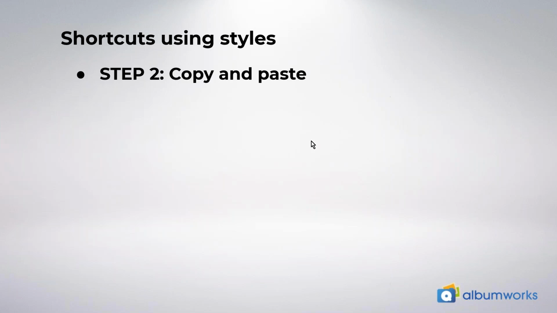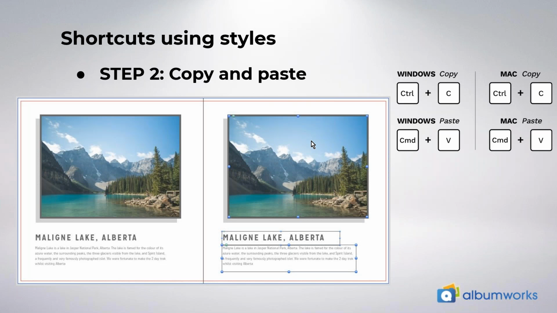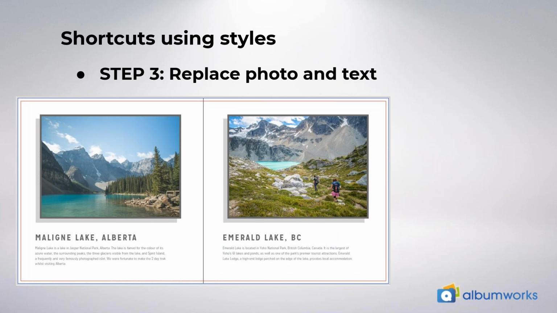And then once everything is selected, I'm going to copy and paste. After pasting, I can click and drag my content onto the next page. And now I can simply drag a new photo into the picture box to replace it and highlight my text to edit without losing the original settings. I will show you how to do this whole process in the editor a little bit later on.